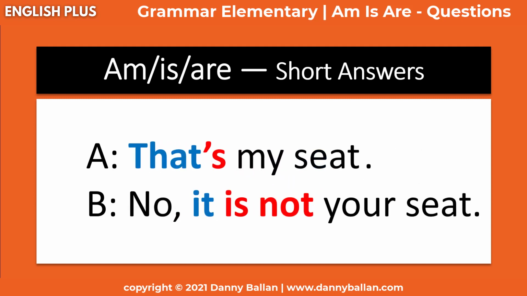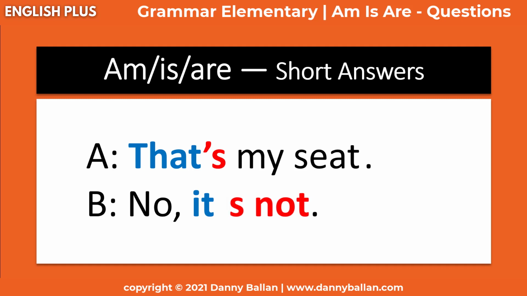And now for our last example, that's my seat. You are sitting somewhere and someone comes to you and says, that's my seat. And you say, no, it is not your seat. Of course, you don't have to say your seat here. You can use the short answer and you can only say, no, it is not. But since here we have it is not, we can say, no, it is not, or no, it's not, or we can say, no, it isn't.